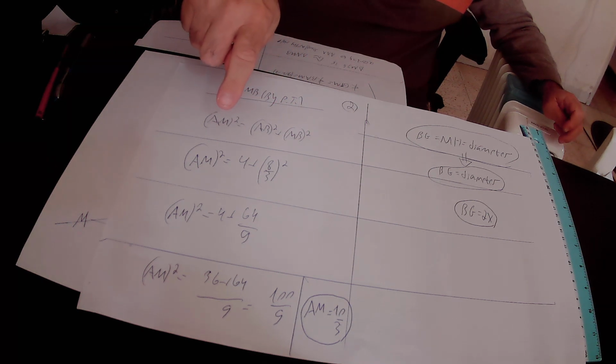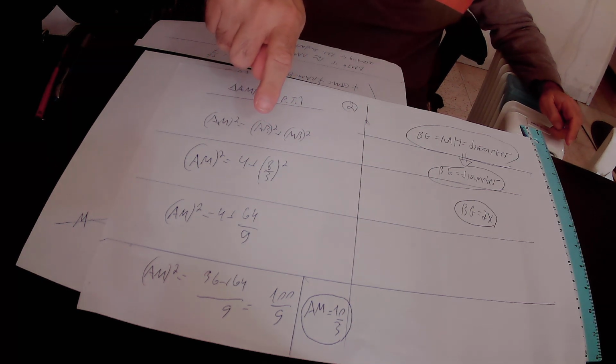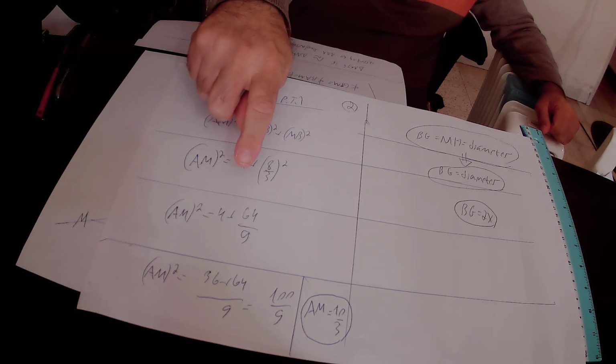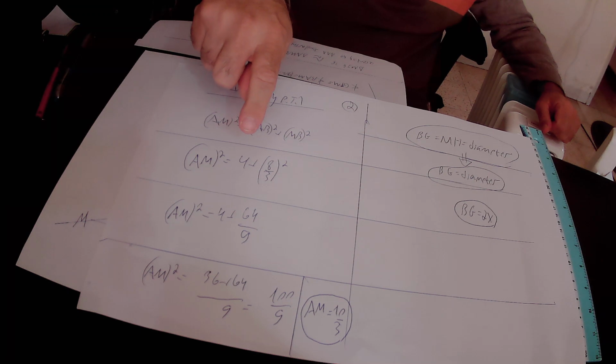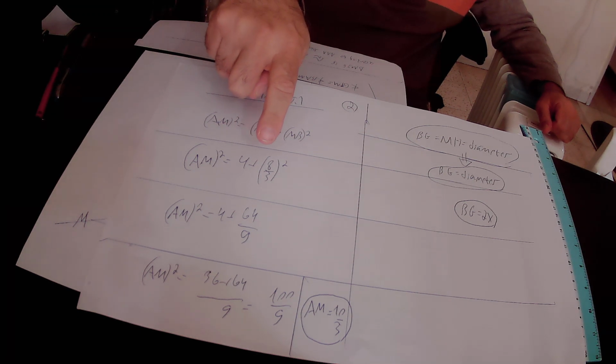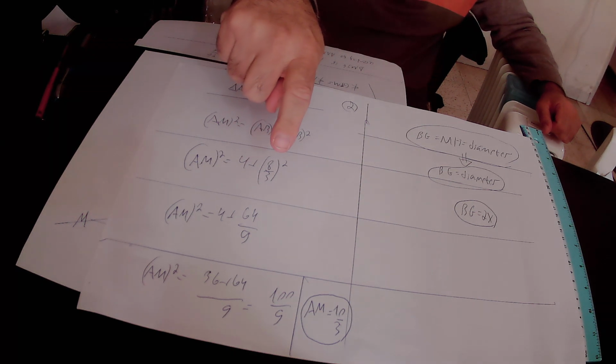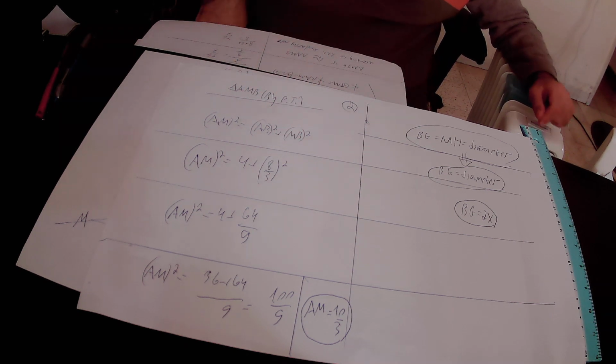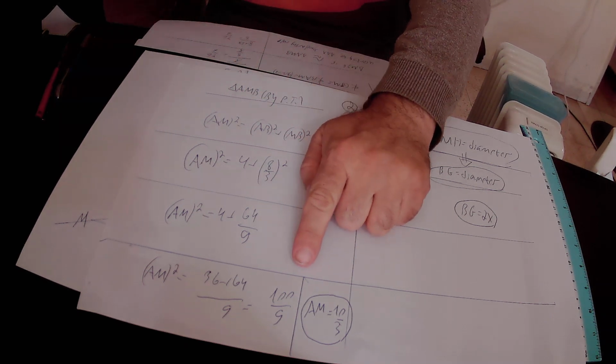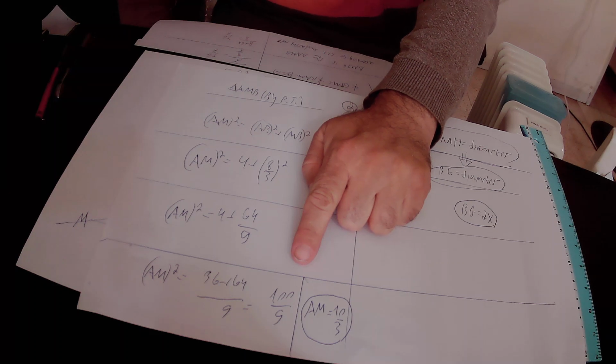So AM squared equals 4 plus (8 over 3) squared, which is 8 squared, that is 64, over 3 squared, that is 9. Then we multiplied 4 by 9 and divided by 9 in order to work with a common denominator of 9. So 4 times 9 is 36. In total, in the numerator we have 36 plus 64, which is 100, so 100 over 9. So AM squared equals 100 over 9.